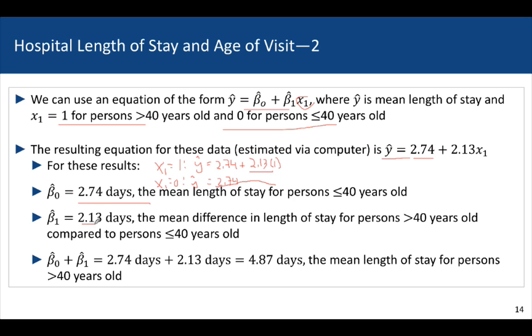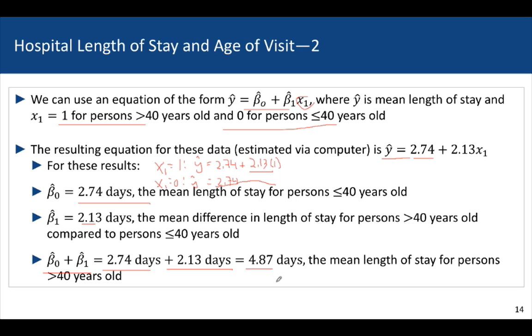This 2.13, this slope of our predictor when coded this way, is 2.13 days. So this indicates that patients who are older than 40 have a length of stay 2.13 days larger than the group less than 40. This is the mean difference in length of stay for persons greater than 40 years old compared to persons less than or equal to 40 years old. And of course, the sum of these two things, 2.74 days plus 2.13 days, equals 4.87 days, which is the mean length of stay for persons greater than 40 years old.